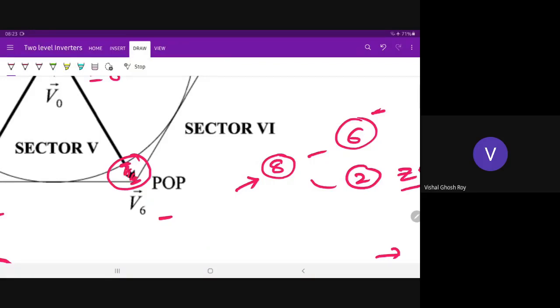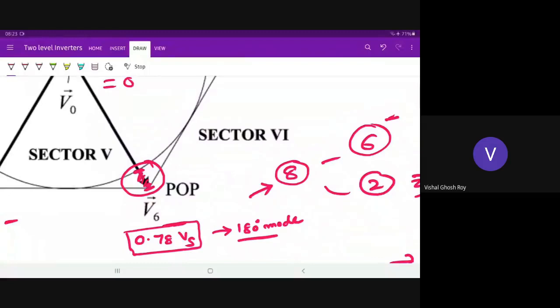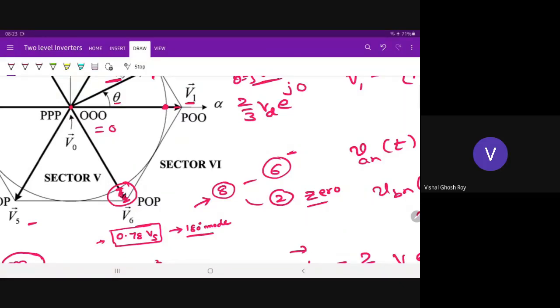Once it crosses this hexagon, the output voltage is equal to 0.78 Vs. That is the voltage obtained from square wave operation, or quasi square wave operation, or 180-degree mode. This is the maximum voltage one can achieve. From 0 to 0.707 Vs, that is the linear range. From 0.707 to 0.78, that is the non-linear range, because at some portions of time you have only switching at this point. We'll discuss that in later classes.